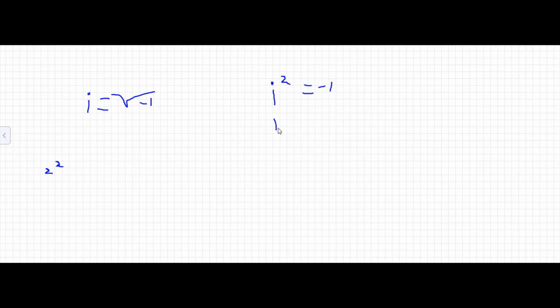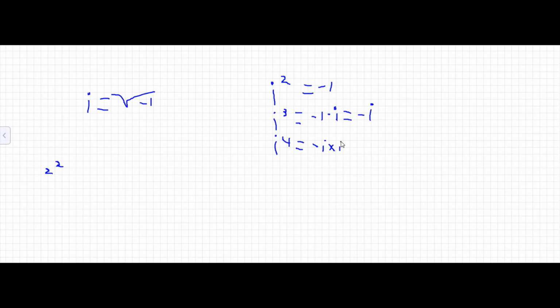So now let's go to i to the power of 3. i to the power of 3 is just i squared times i, and that is true for any number. So that's -1 times i, and that gives us -i. Now let's try i to the fourth. i to the fourth is i to the third times i. That's -i times i.